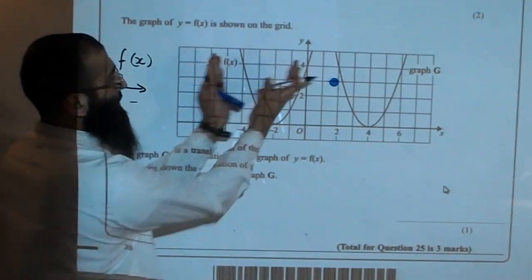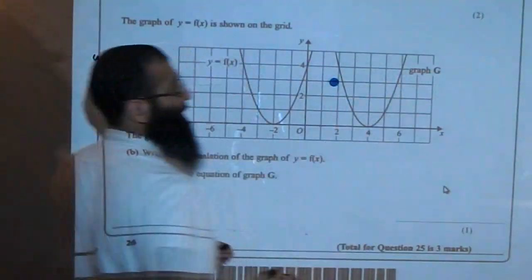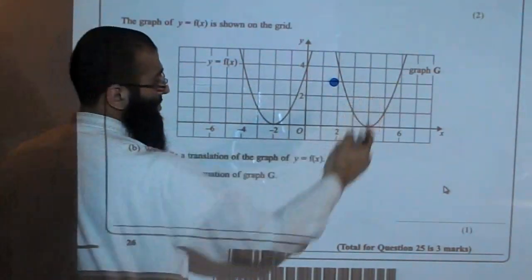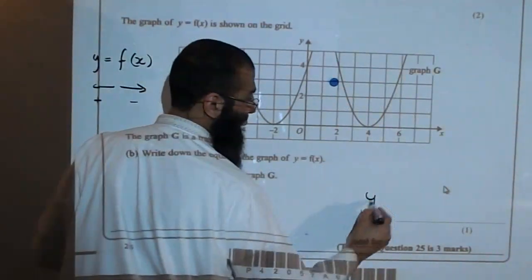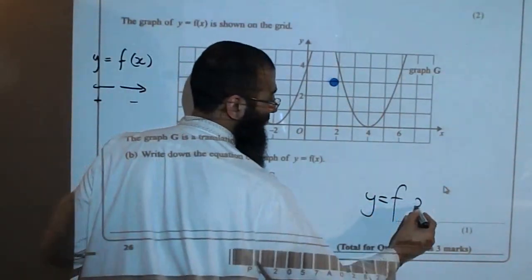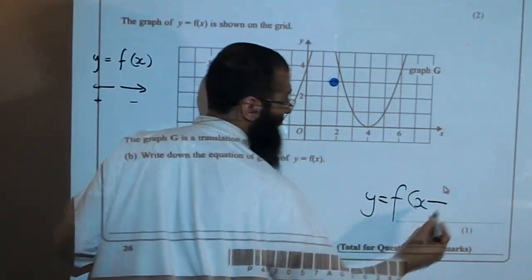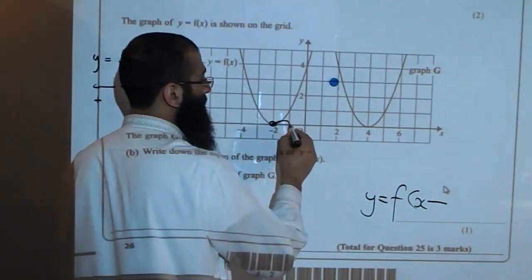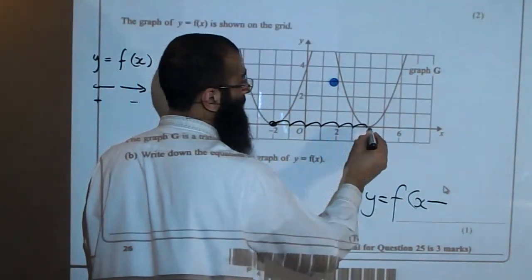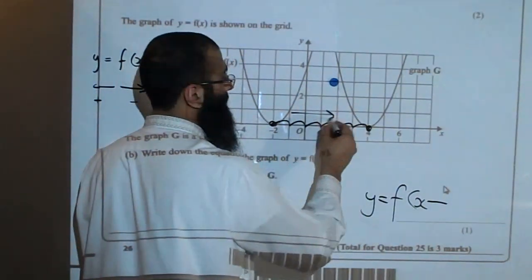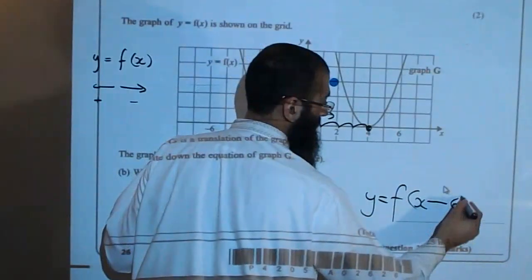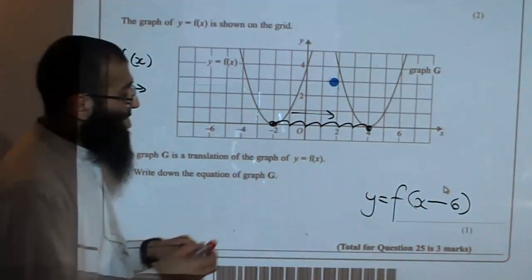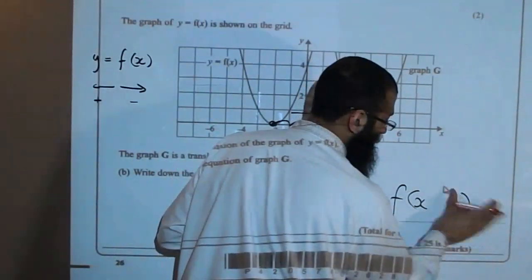Now, as you can see, the original graph from here is moved to the right. Okay, so that's going to have a minus. We're going to say that this function here is going to be y is equal to f of x minus. Now it was at minus 2. Now it's moved 1, 2, 3, 4, 5, 6 places to the right. So the change, actually I should have done this in red. Let me just rub this off and put it back into red.